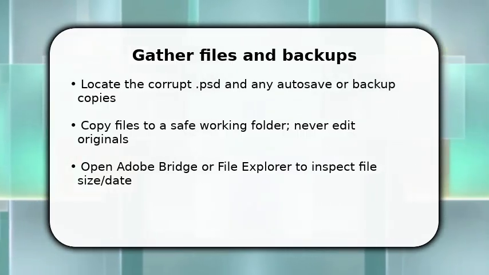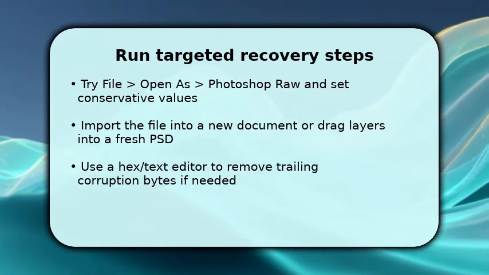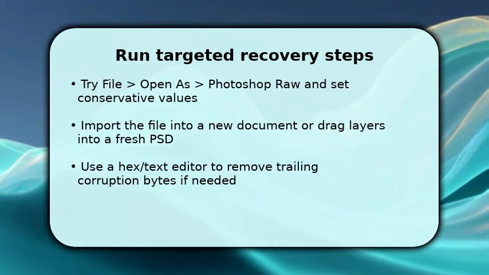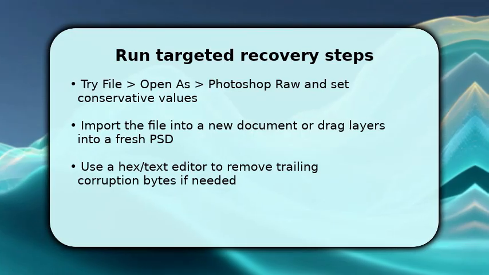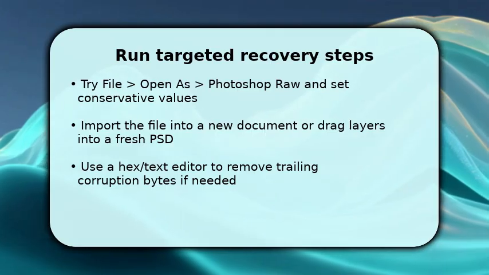First, choose File > Open as Photoshop RAW, set channels to 4 and a conservative width. This can reveal recoverable pixel data. If that fails, create a new PSD and attempt to place or drag the corrupt file. Sometimes layer merge reads partial data.